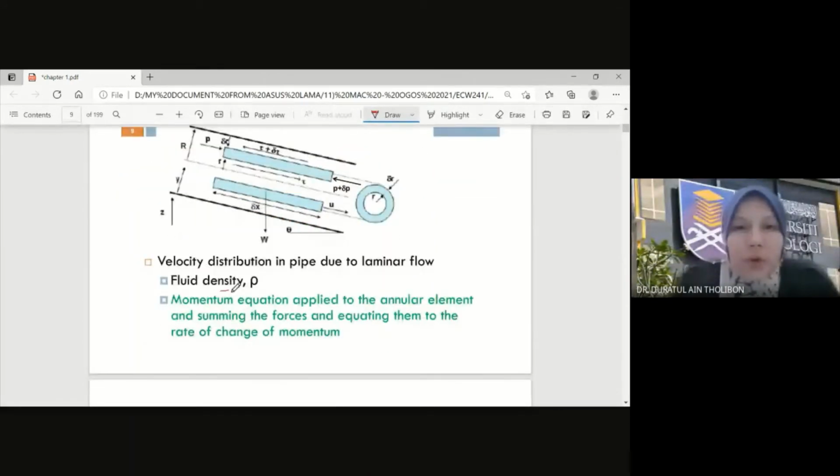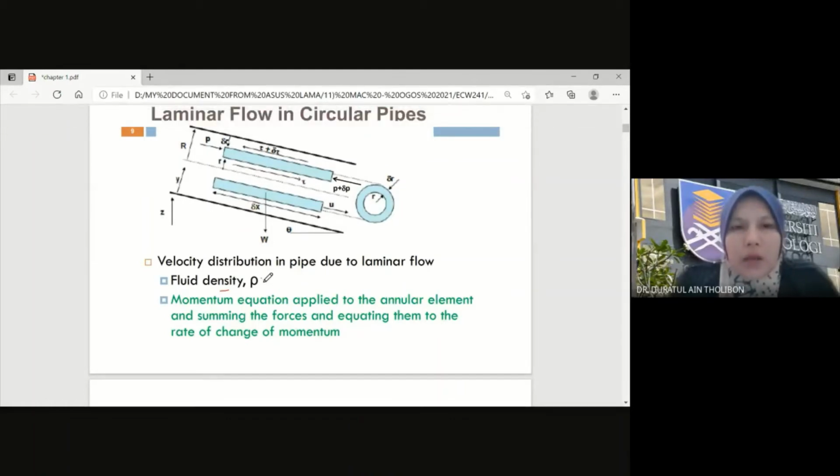Okay, rho. So rho is for the molecule of water, rho is 1000 kg per meter cube. Right, okay. So density is mass over volume, kan? Okay, mass in kilogram per meter cube. So that is the density of water.